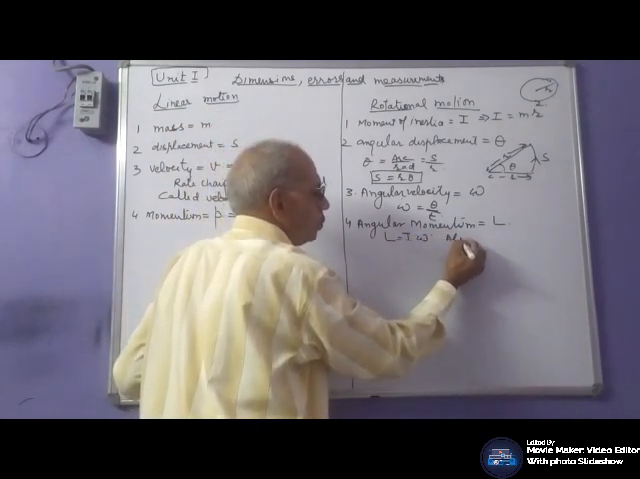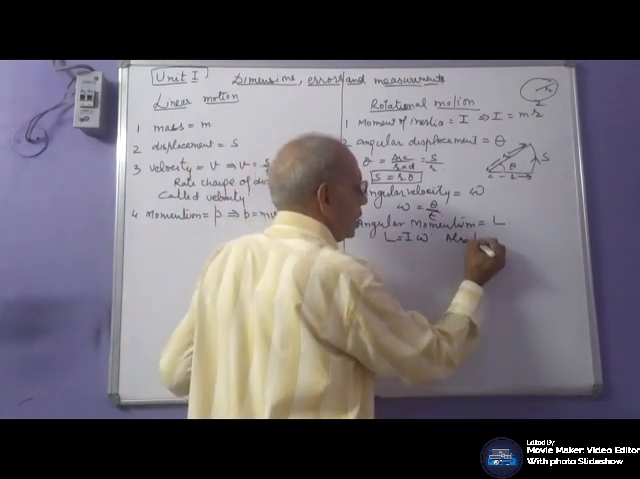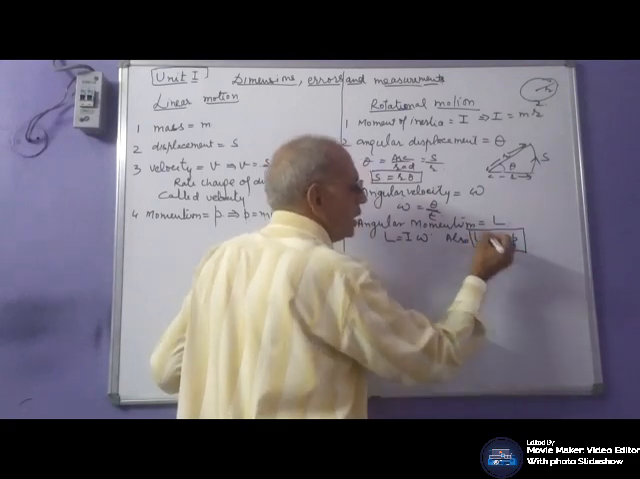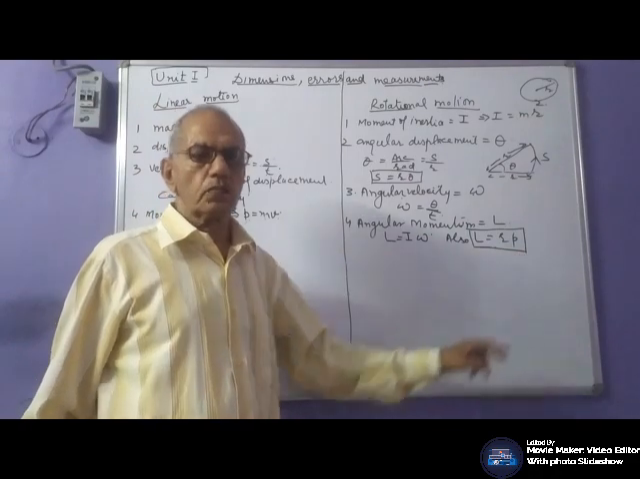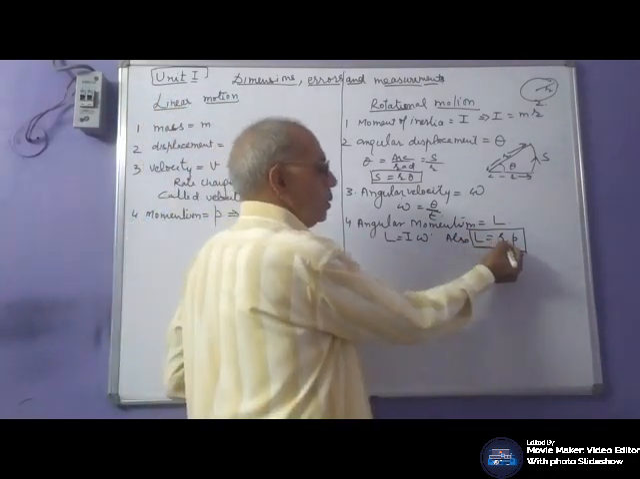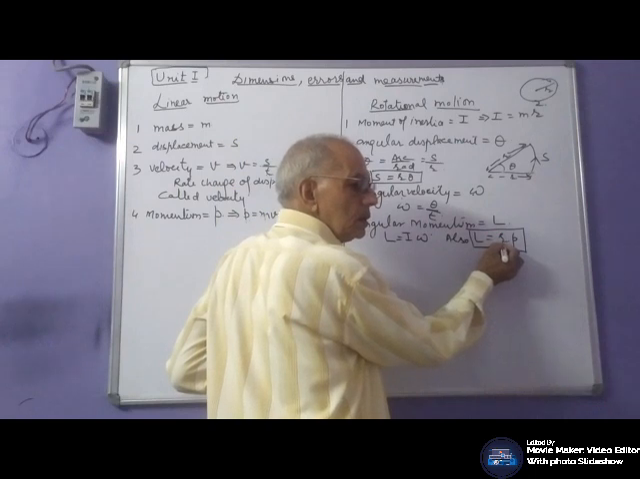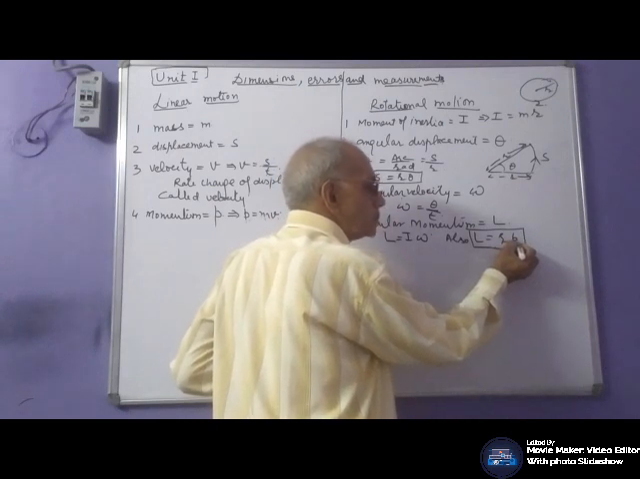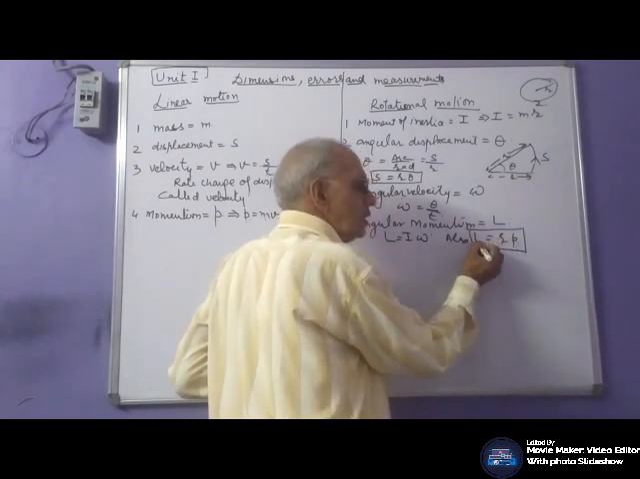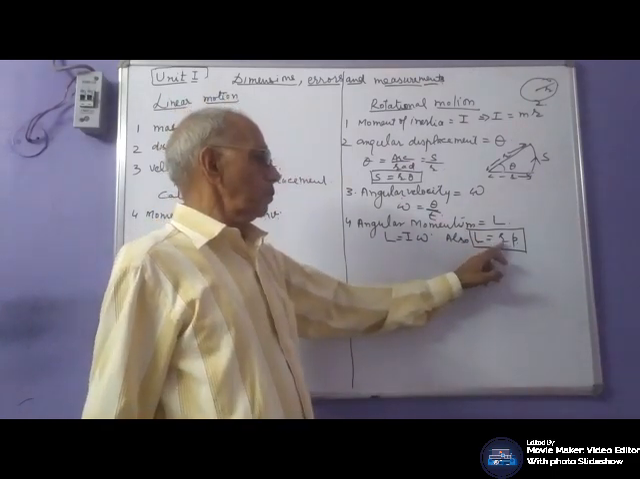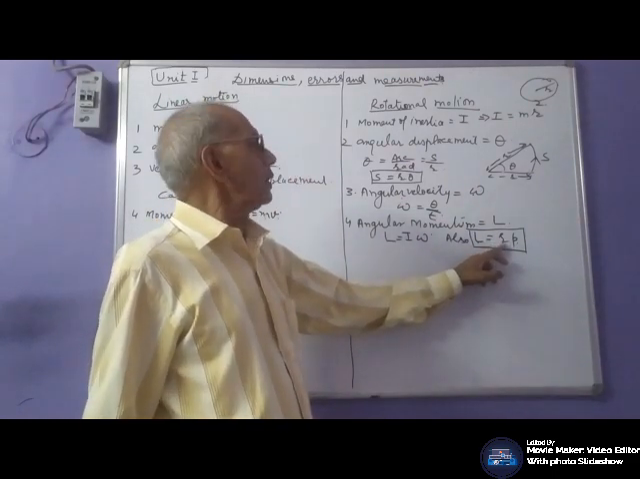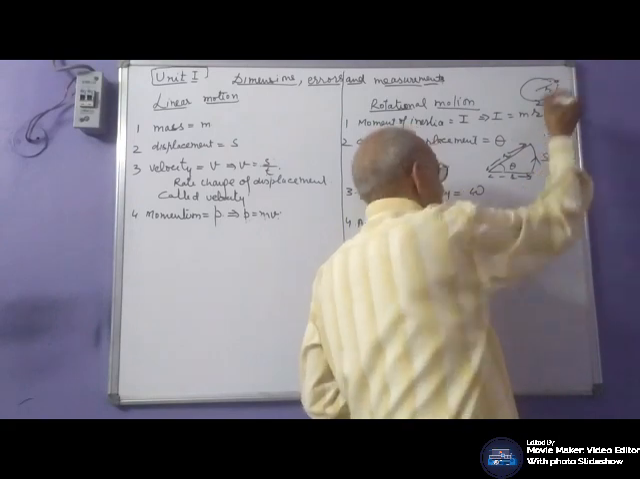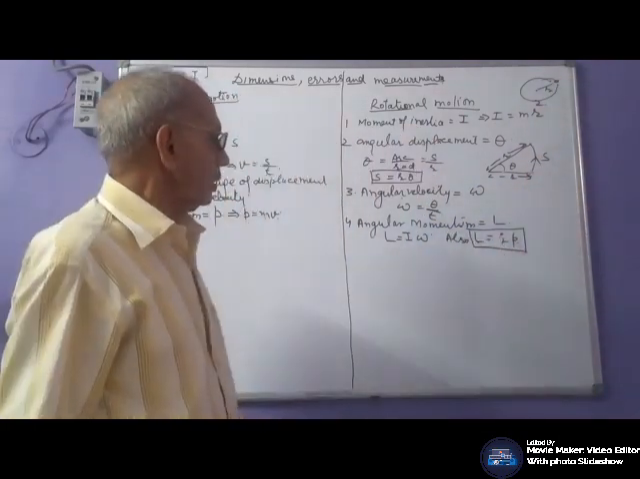Also L is r cross p, we will read it in 11th class. This is moment of momentum, called linear momentum. Definition: moment, the perpendicular distance from the point of rotation to the object. Moment of momentum is angular momentum.